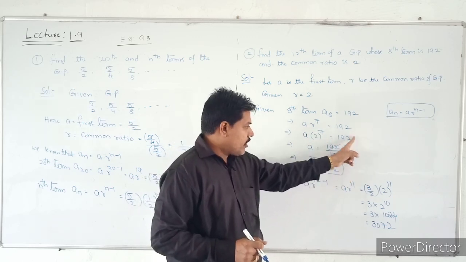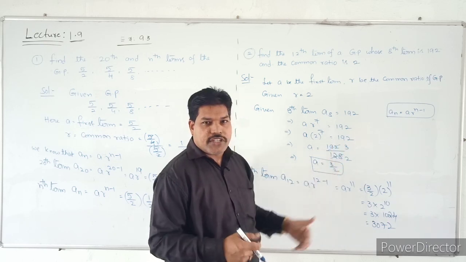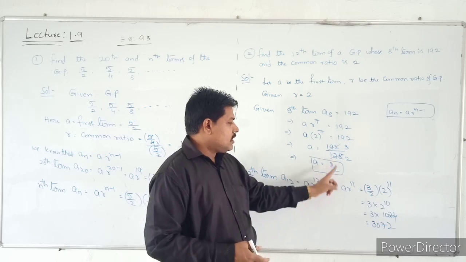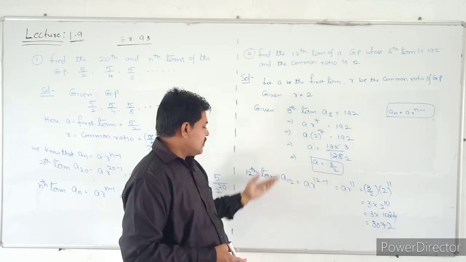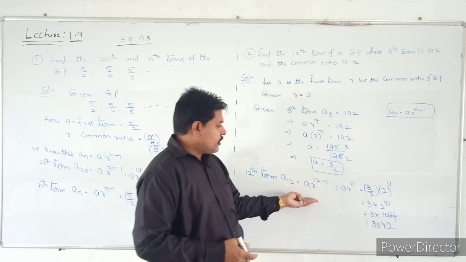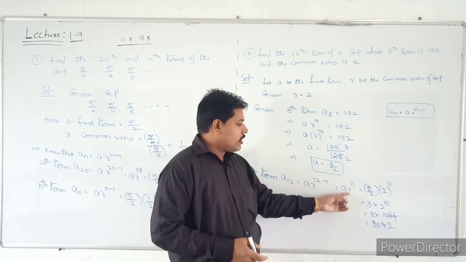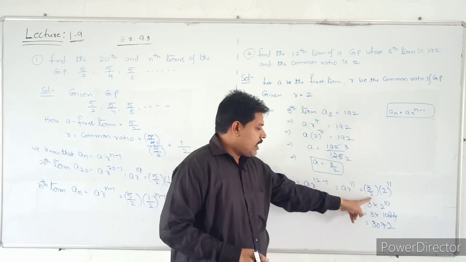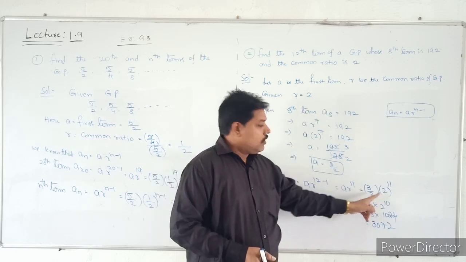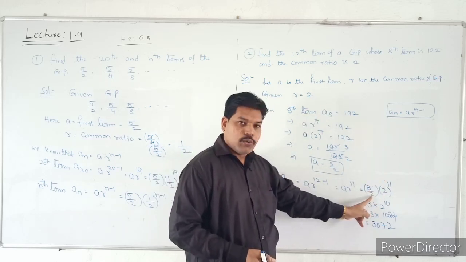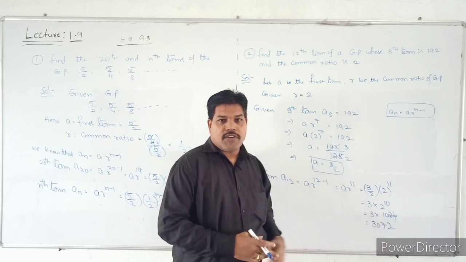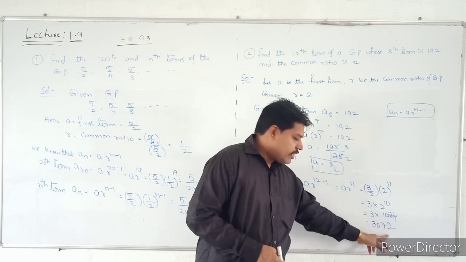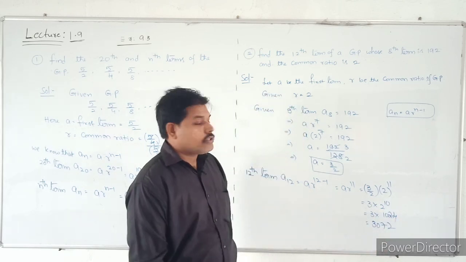So take the denominator of 192. You can cancel the value for 64. 64 2's and 64 3's will be cancelled. So the A value is 3 by 2. After getting the A value, we can calculate the 12th term. A12 is equal to A into R power 12 minus 1, that is equal to A into R power 11. A value is 3 by 2, R value is 2, you can replace the values. So 2 power 11 by 2 will become 2 power 10. 2 power 10 is 1024. So 1024 just multiply with 3. So that is 3072. See the two questions.